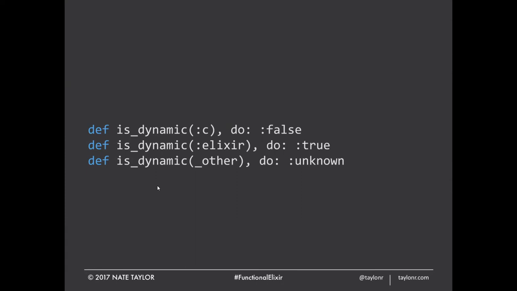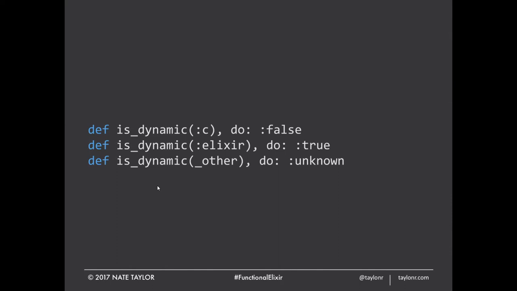So we're going to return the false atom. And then we check, is Elixir dynamic? And we say, yes, Elixir is a dynamic programming language, so we'll return the true atom. And then we have a third function there, isDynamic, with underscore other, and we're going to return unknown. So our program isn't very smart. It only knows two languages. It knows C and Elixir, and it knows which one's dynamic and which one's not. But on the third line there, the underscore tells us we don't care what this parameter is. We're going to match on everything that's not already matched. But we can still name it.